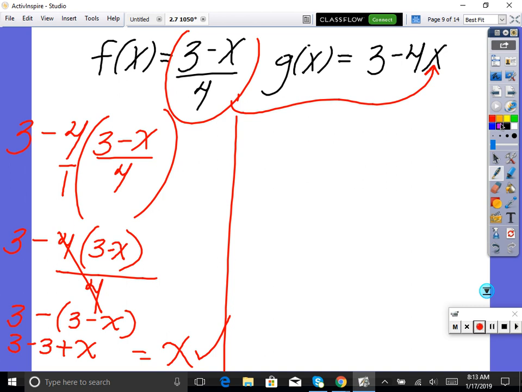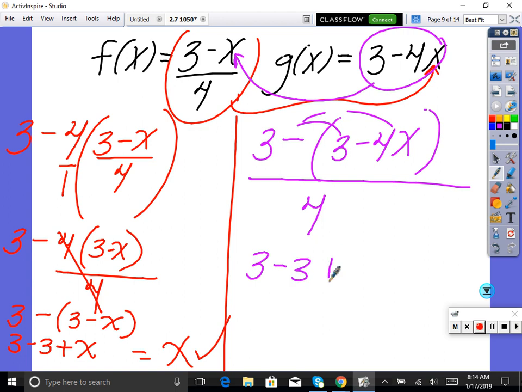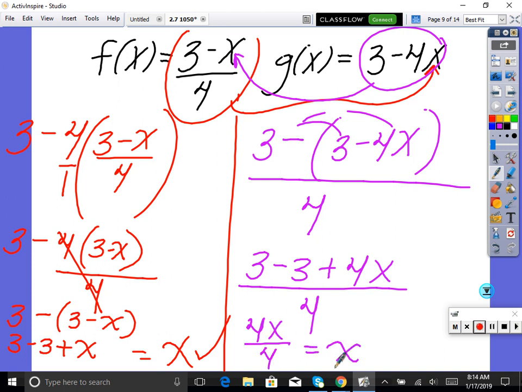Okay, let's test the other way now. So now we're going to take and put this one into x. So that would be 3 minus parentheses. Instead of an x, I have 3 minus 4x. And then that's all over 4. So now I would distribute my negative. So on top I would have 3 minus 3 plus 4x over 4. Isn't that 4x over 4? Which is x. So yes, they are inverses of each other. So what if one simplified to be 2x? You'd say no. If one simplified to be negative x, you'd say no, right?